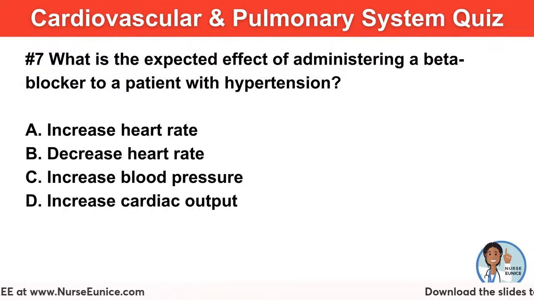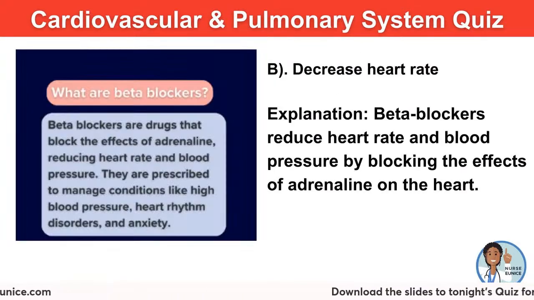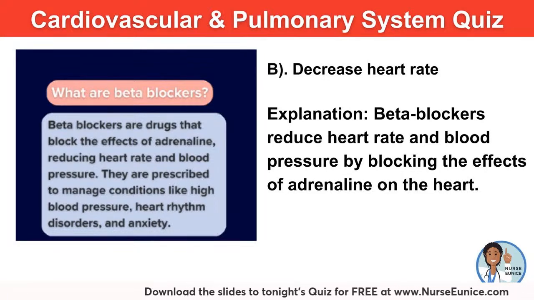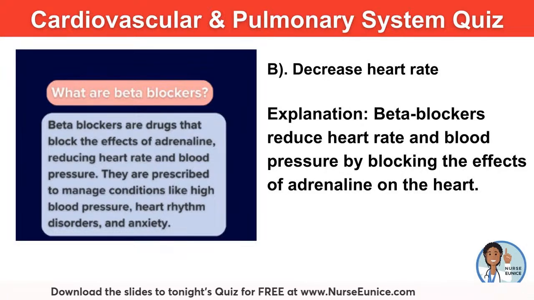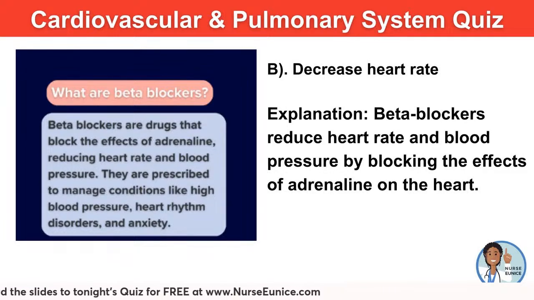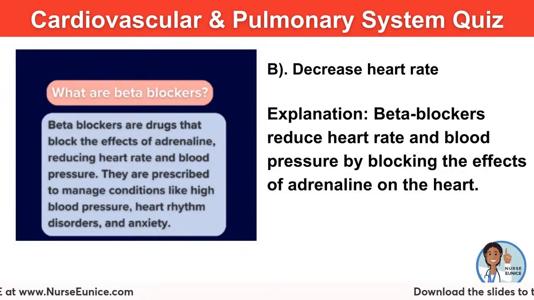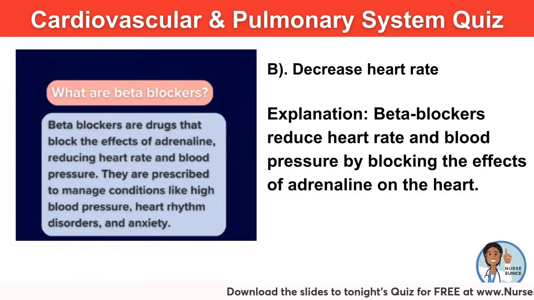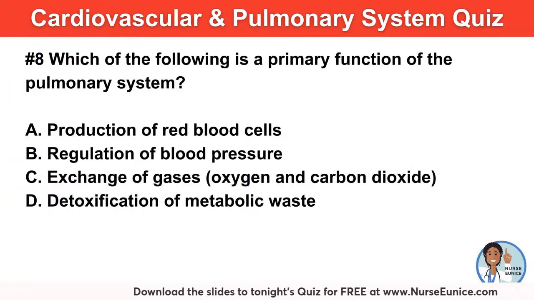Yes, so many of you all got the answer correct. The correct response is B. So beta blockers do 2 things. Not only do they decrease the blood pressure, but they also slow down the heart rate. So they can be prescribed to manage conditions like high blood pressure, heart rhythm disorders, and also anxiety.